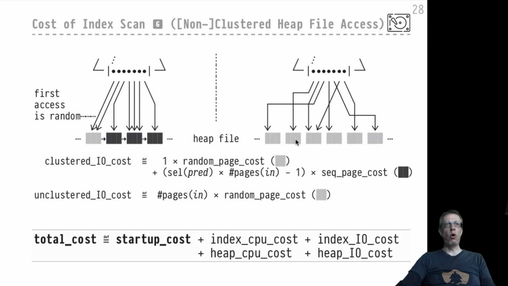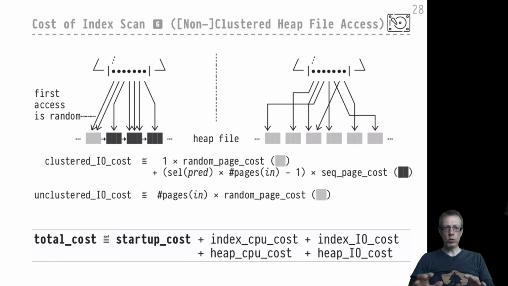Probably all of the pages, or in a pessimistic case, all of the pages of our heap file will carry some wanted record that we would have to access. And so the entire number of pages of the underlying heap file goes into the equation here. And all of these pages will be accessed in a random fashion, which is of course the worst case that can happen to us.